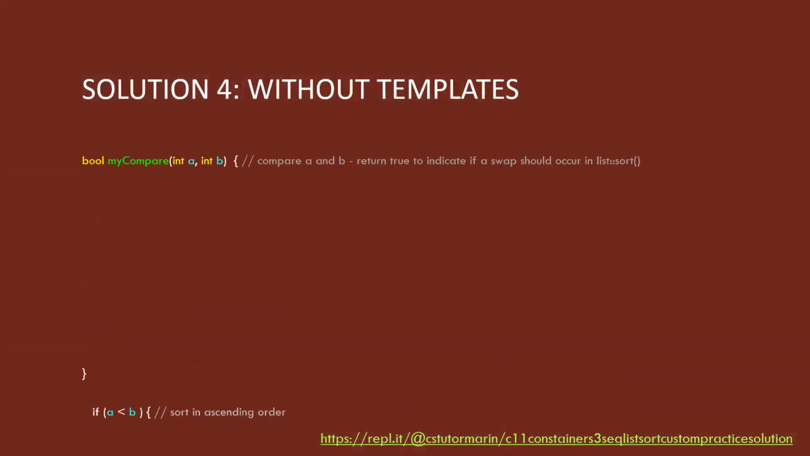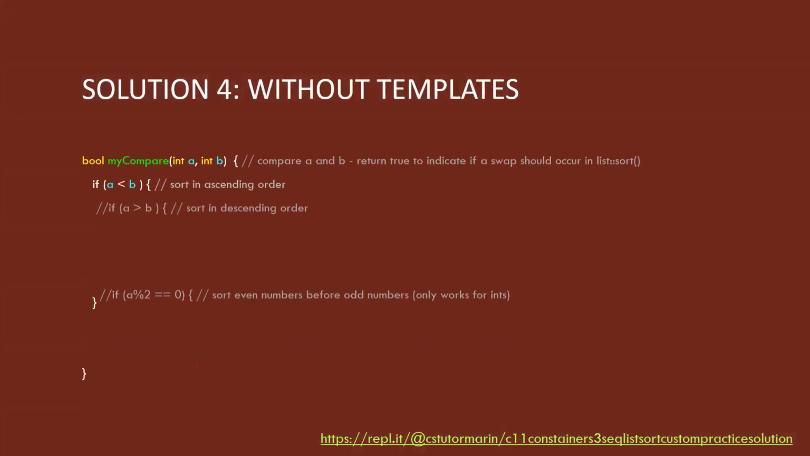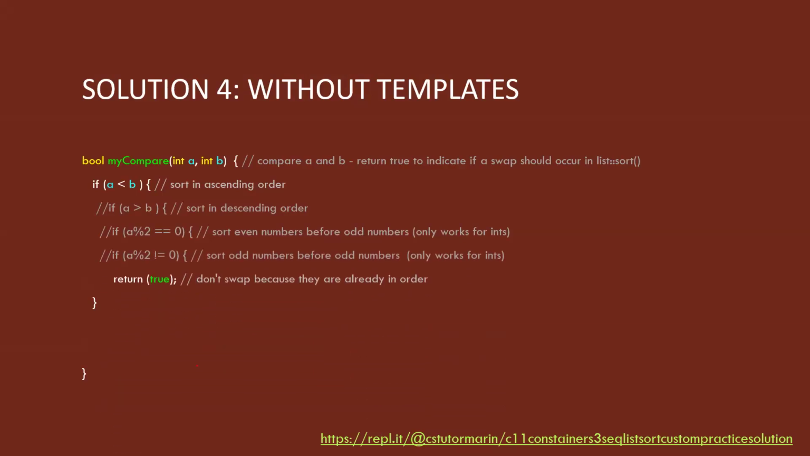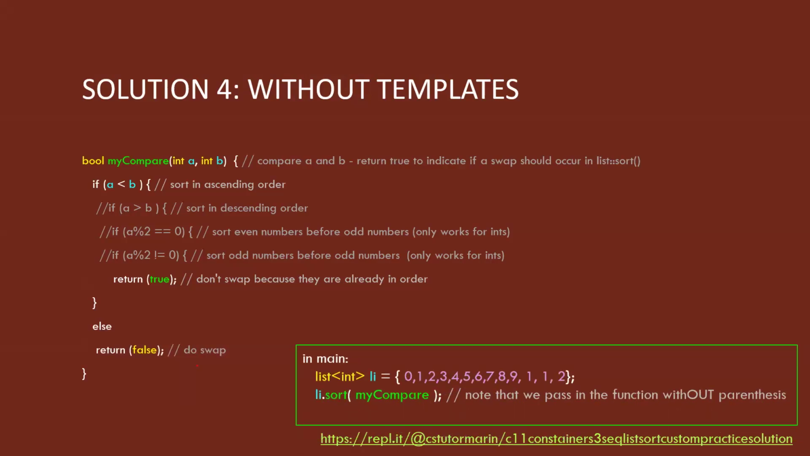So here is my compare. And there's a variety of things we could do here to change the behavior of our sorting. Check for modulo 0, check for not modulo 0, or modulo 2, etc. Make sure you don't put the parentheses on the my compare. So we're just handing over the function so that it gets called.